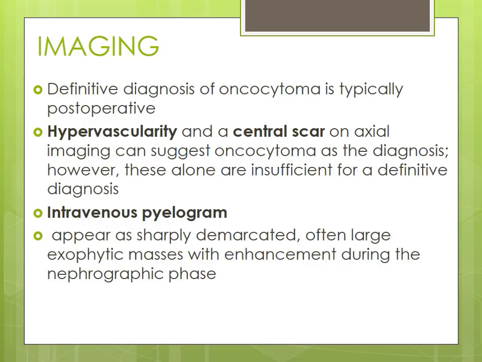Now on imaging, the definitive diagnosis of oncocytoma is typically post-operative. On imaging, hypervascularity and central scar on axial imaging suggest oncocytoma as a diagnosis. But these alone are not sufficient for definitive diagnosis. The post-operative diagnosis is definitive. On IVP, oncocytoma appear as sharply demarcated, often large exophytic masses with enhancement during the nephrogenic phase. IVP is not routinely recommended, so it is less well studied.